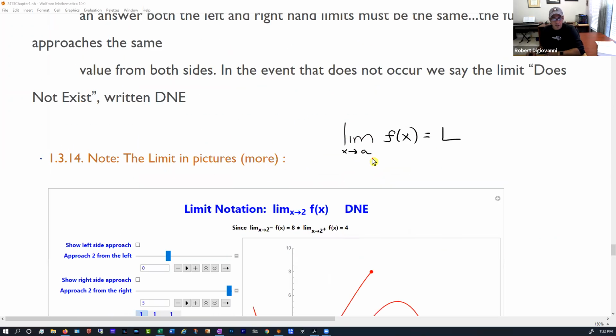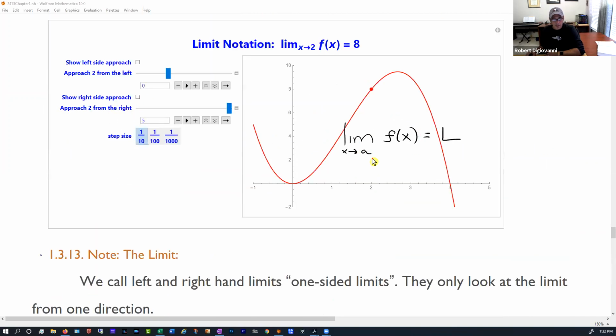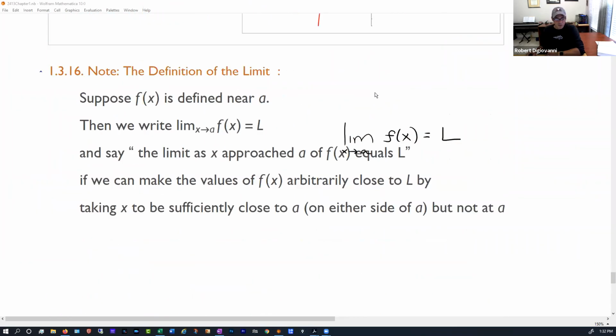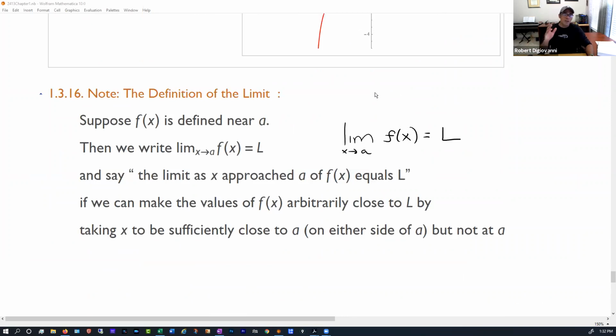I'm going to go back up to this one right here. The limit was 8, right? That means the closer you get to 2, the closer the function's value gets to 8. Whenever you write a limit, and I can't stress this enough, it does not matter what's happening at a. You need to just get that out of your mind. It's not what calculus is about. We're not worried about it. We're only worried about near it. Okay.